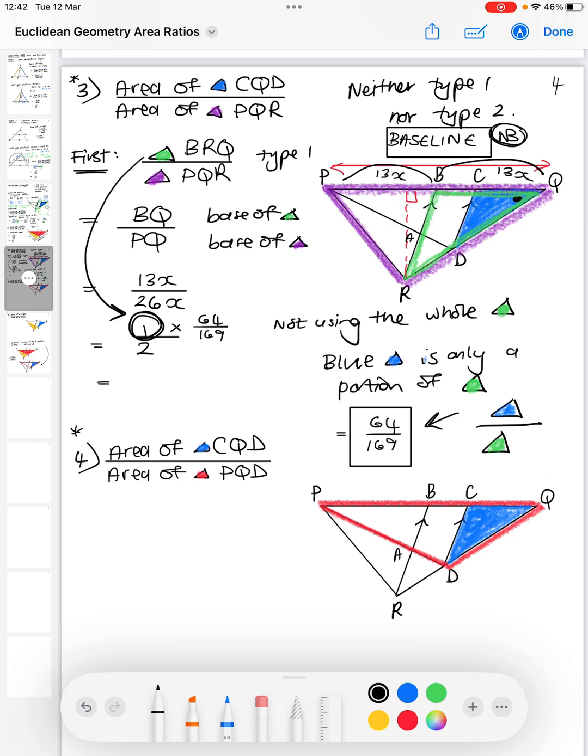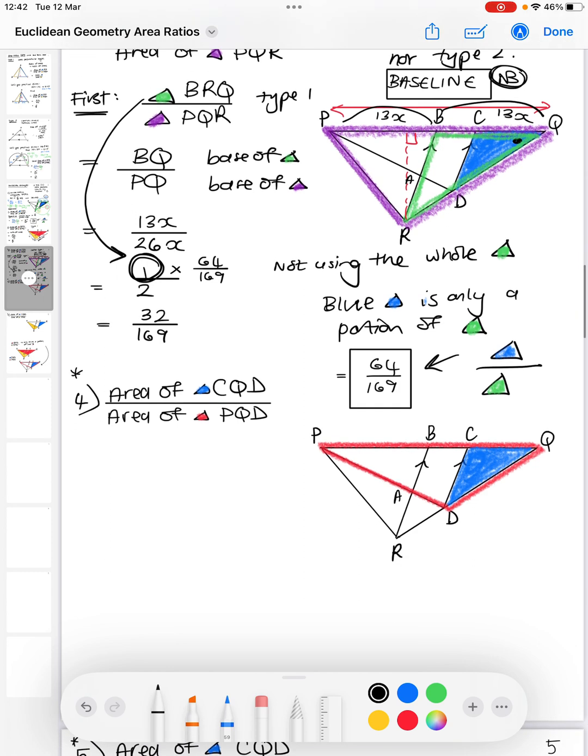And that should give you 32 over 169. Whew, that's a lot of information to process. Let's carry on to question 4. Remember, you can pause and go back at any stage. For question 4, another star indicated.